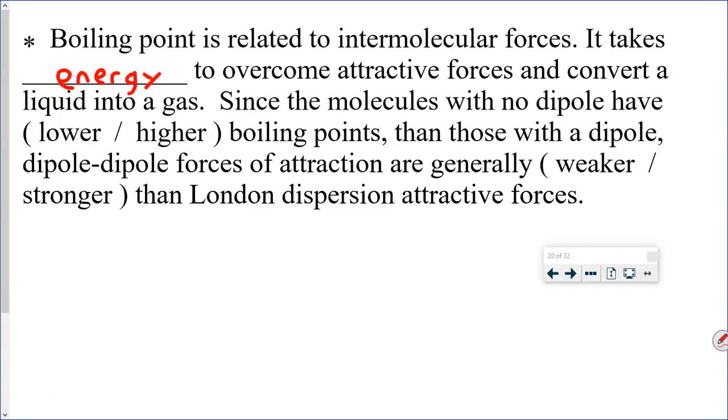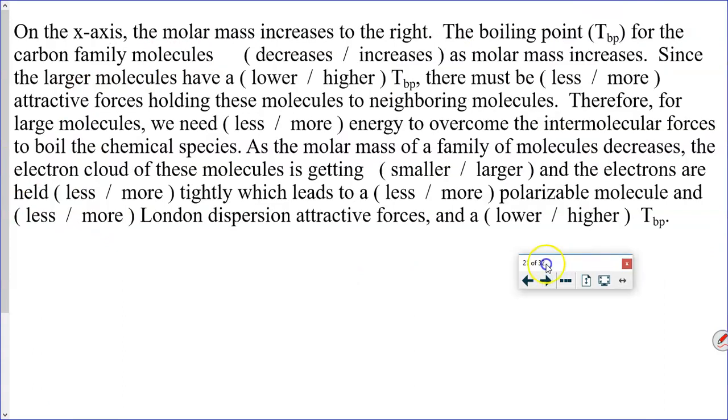Since the molecules with no dipole have lower boiling points than those with a dipole, dipole-dipole intermolecular forces of attraction are generally considered to be stronger than London dispersion forces. All right. On the x-axis, you'll notice also that the molar mass increases and that the boiling point for the carbon family molecules also increases as we go left to right.